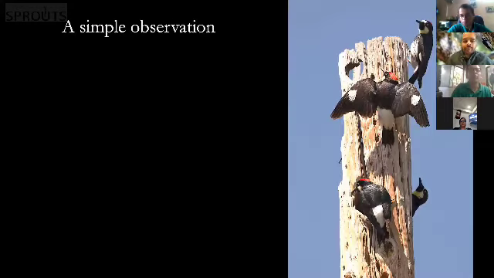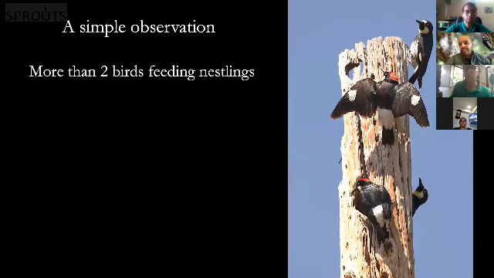Yes, sure. The whole study of acorn woodpeckers started with this simple observation that there were more than 2 birds feeding nestlings. This was a paper that came out in the early 1900s, where someone looked at an acorn woodpecker nest and realized that there were more than 2 birds taking care of the nestlings. Back then, in the 1900s, it was considered that in animals there is no sociality, that only one male and one female take care of the nestlings. So this was a really interesting finding in acorn woodpeckers, that more than 2 birds take care of the nestlings.